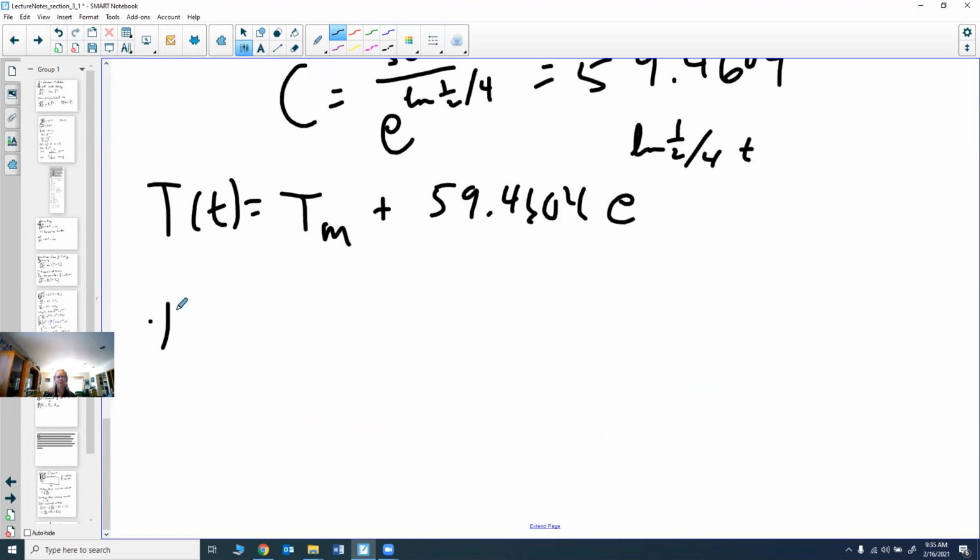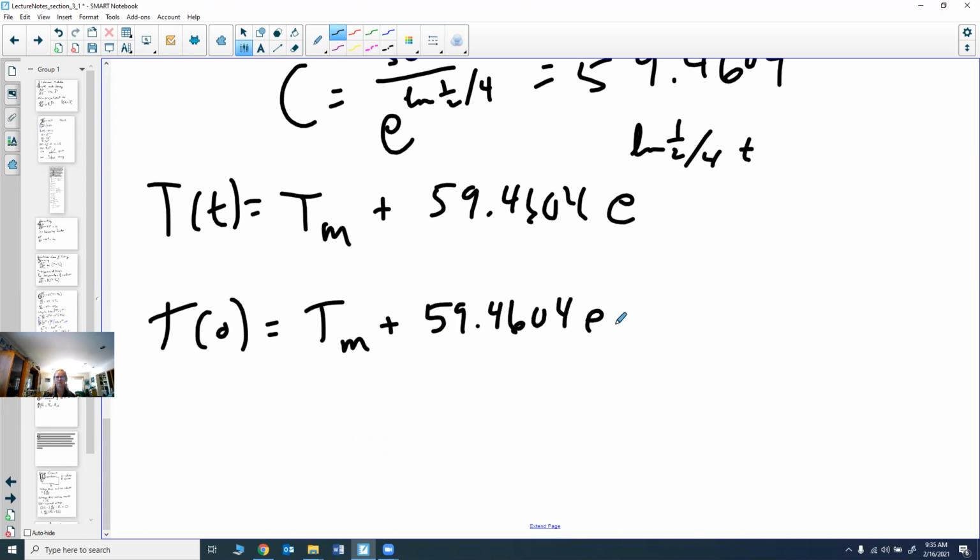So at time 0, T sub m, and that's going to equal the temperature of the room, or our initial temperature, we'll just call it the initial temperature. We actually already know what the T sub m is. I forgot we knew that. That's 5.